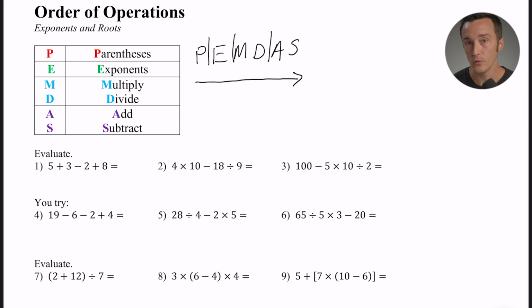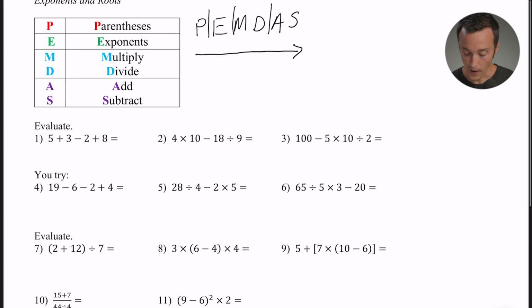So let's try to use the order of operations, or this mnemonic device, "Please excuse my dear Aunt Sally," to evaluate a few of these questions. So number one says 5 plus 3 minus 2 plus 8. Now, what I like to do is just quickly scan through and see what I'm dealing with, see what mathematical operations are involved. I'll check through and see if there's any parentheses. This one doesn't have it. It also doesn't have any exponents. It doesn't have any multiplication or division. All it has is addition and subtraction.